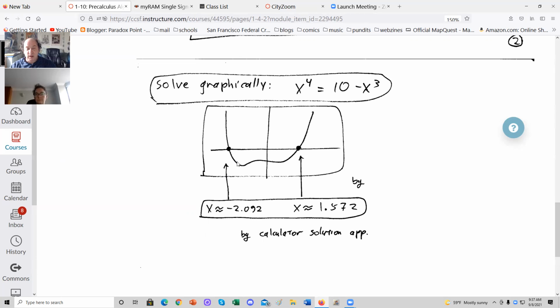Scroll over to here, then here, then here, hit the button, and it turns out negative 2.092. So if you have a graphing calculator or a scientific calculator, it can probably do that. Consult the handbook.